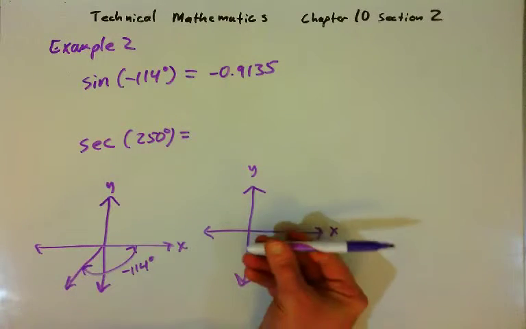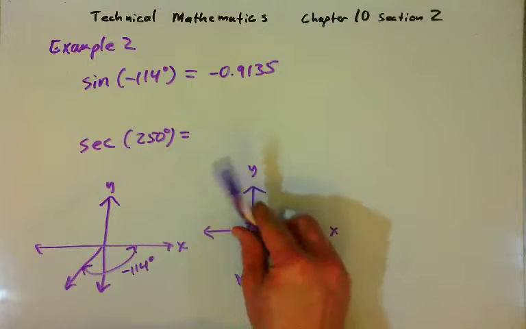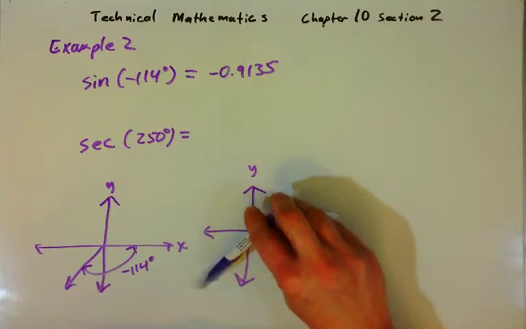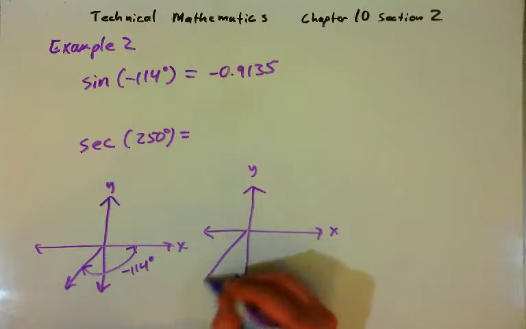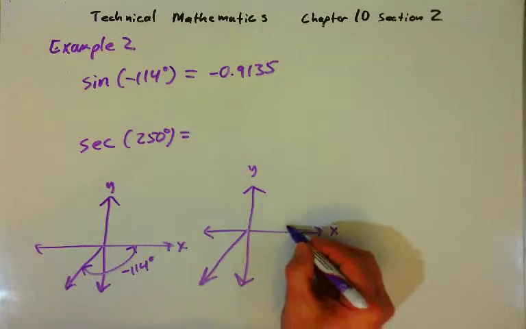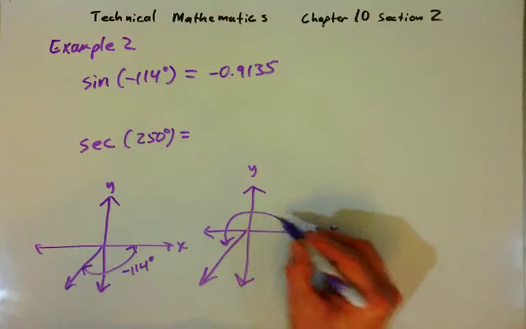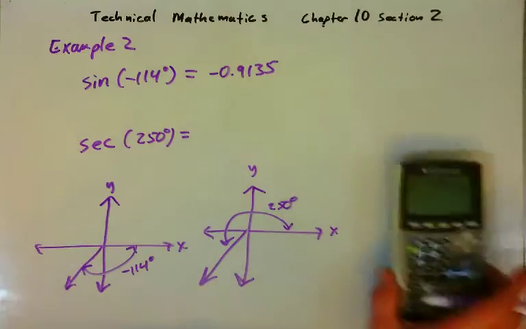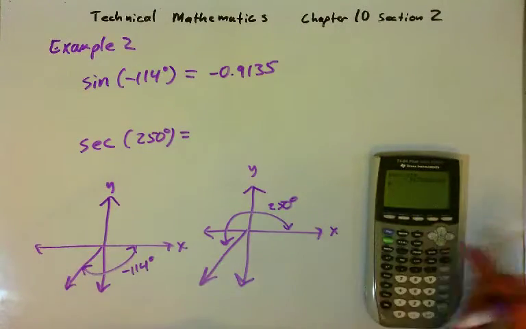So if we start here at the positive x-axis, that's 0. Here's 90, here's 180, 270 is down here, 250 is right in here somewhere. Not the same angle, but they look like they're close. So here's 250 degrees. Now your calculator probably does not have a secant button, right?